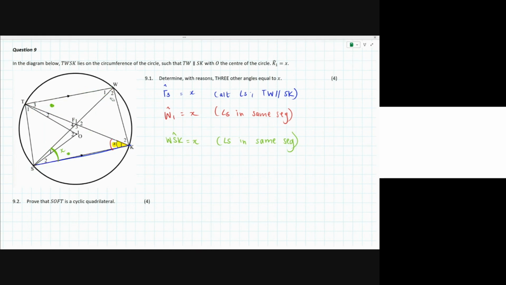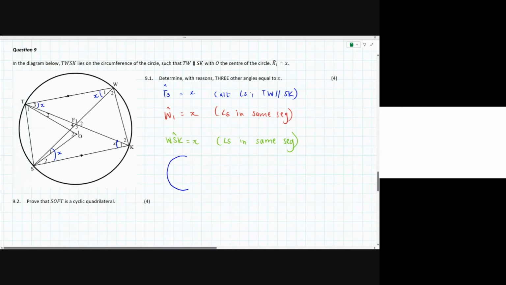Then, is there a difference? What is the difference between angles subtended by the same chord and angles in the same segment, if there is a difference? Okay.